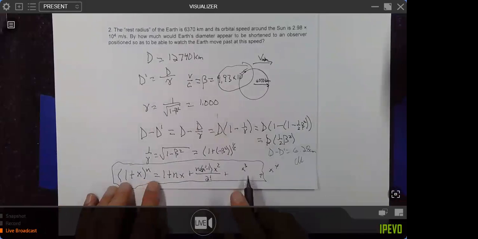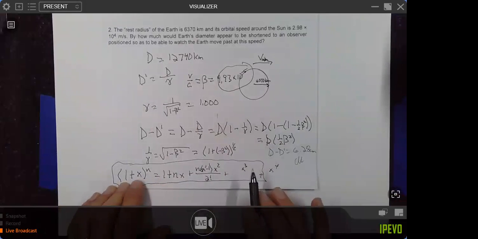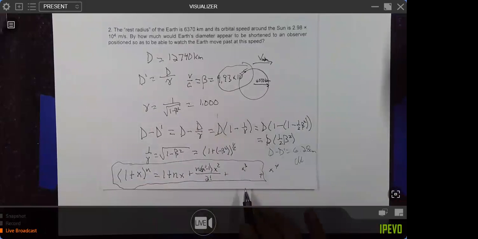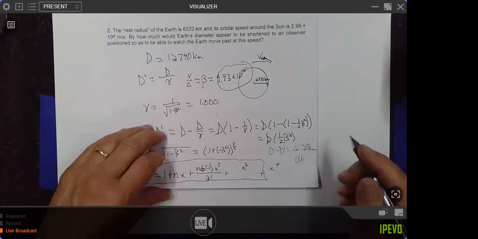And so I hope you kind of got the hang of the binomial expansion. I think we'll do another problem or two that involves this today. So by then you should be somewhat familiar with it. And we'll just move on from there.